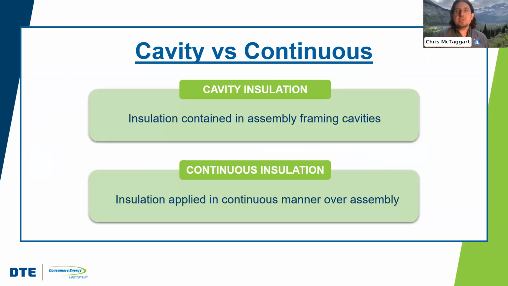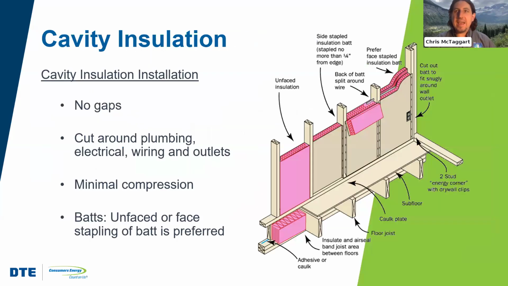So getting into cavity versus continuous insulation. Cavity insulation, it's what's within that framed assembly. Continuous insulation, it's what goes over the entire assembly. And so for cavity insulation, it's important to install it properly. So, basically without gaps or voids, cutting around wires and plumbing and any additional framing that may be in the way.